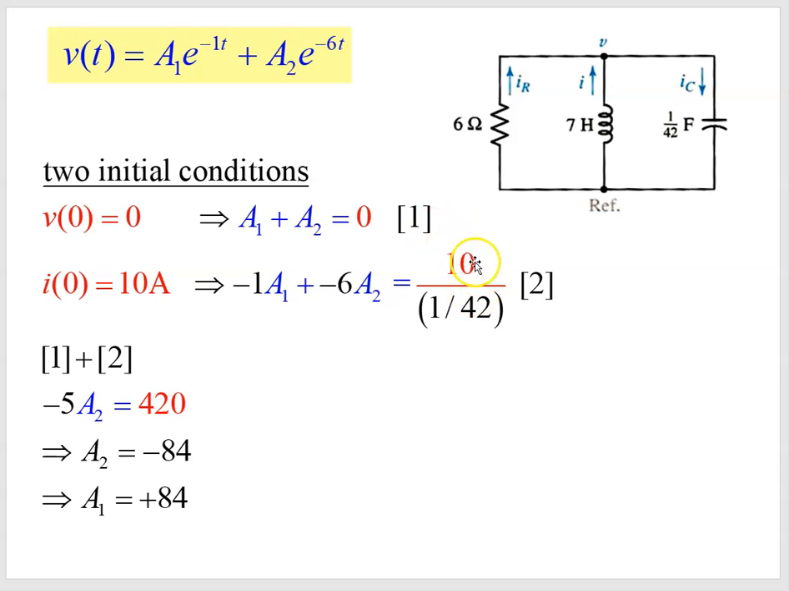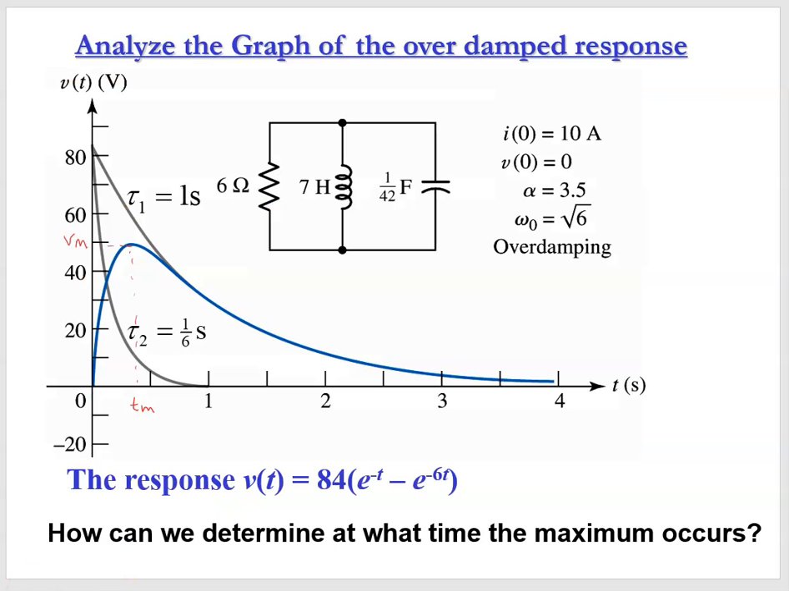If we take these two equations together, we know that A1 is equal to negative A2, so we get 5A2 is equal to 420. A2 is negative 84, and A1 is positive 84. These are voltages, so they have the unit of volts. So we can solve these two equations and two unknowns in that manner.